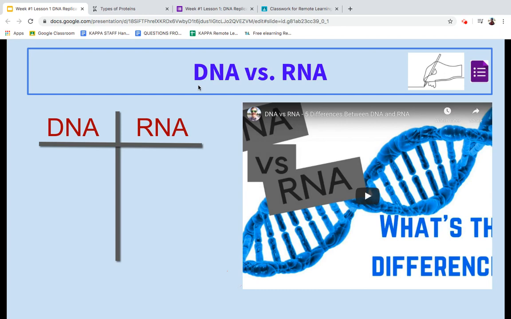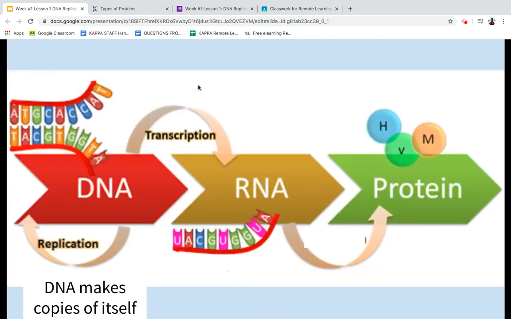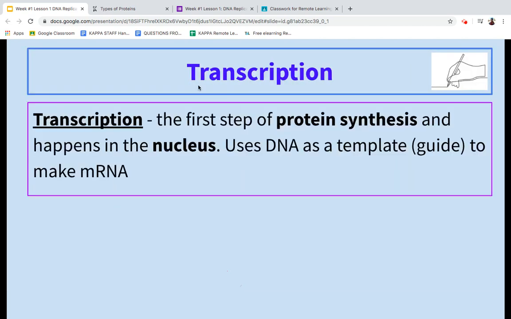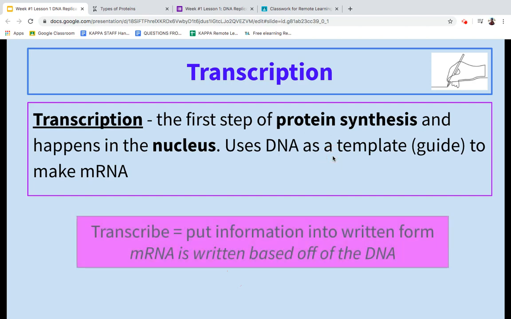So, DNA is used as the template or guide for RNA. So, that is our process of transcription. Here's a definition that you should write down. Transcription is the first step of protein synthesis and happens in the nucleus. So remember from the video that DNA is mostly found in the nucleus. This is also where transcription happens. So transcription uses DNA as the template or guide. And if we're thinking of the word transcription, that means to put information into written form.